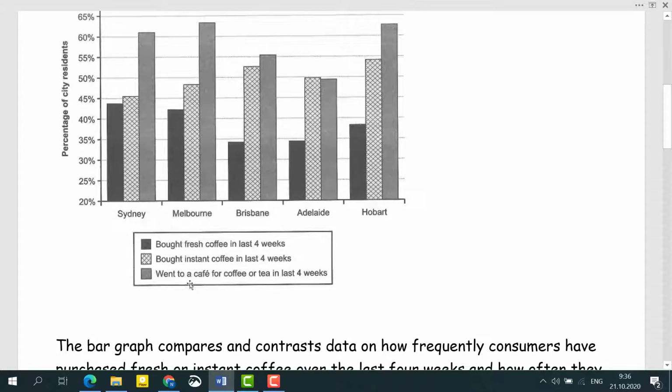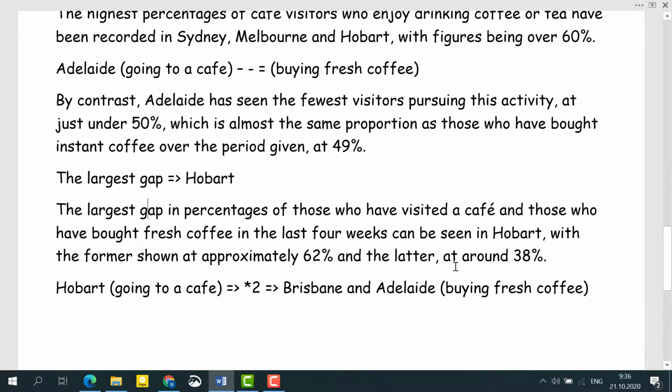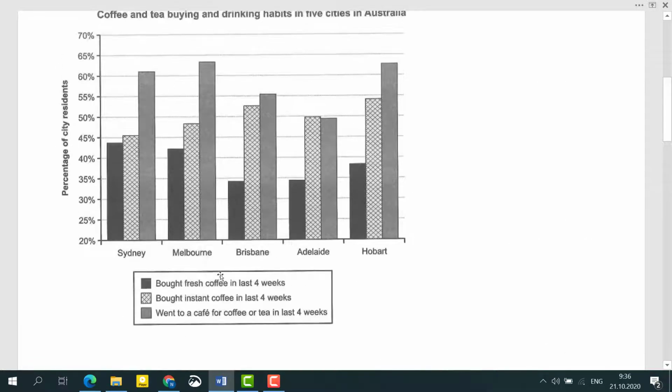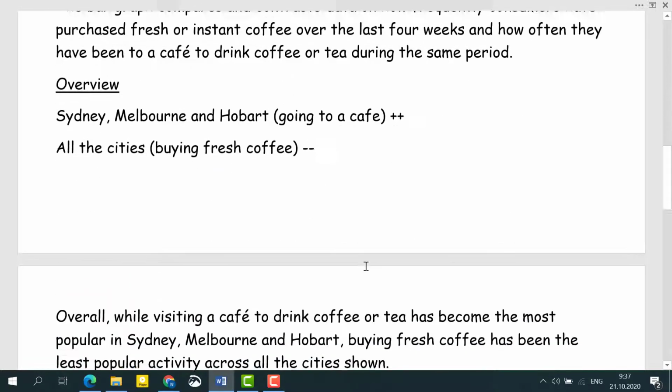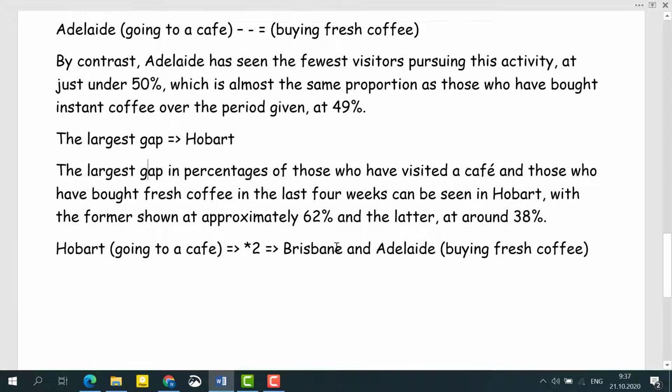Okay, now so here the largest gap, Hobart, the largest gap in percentages of those who have visited a cafe. Okay, so the last one here, who have visited a cafe, and those who have bought fresh coffee. Okay, we're talking about this one. All right. In the last 4 weeks can be seen in Hobart. I'm using the passive voice here. See, saw, seen. So to be plus past participle in Hobart with the former.